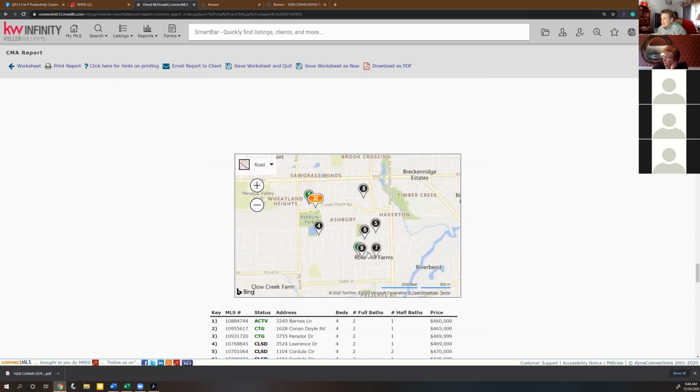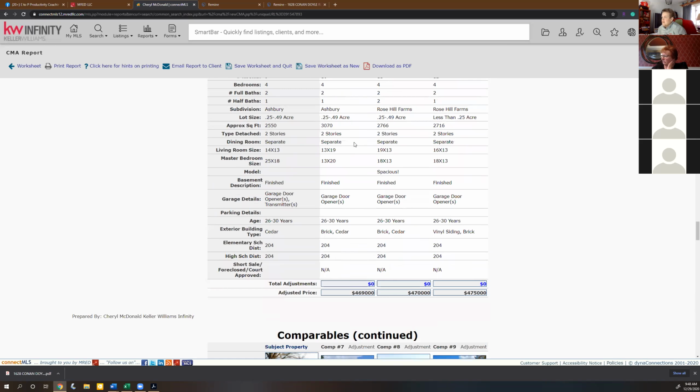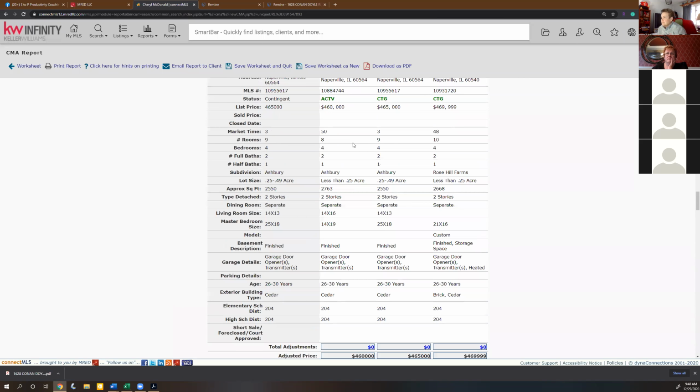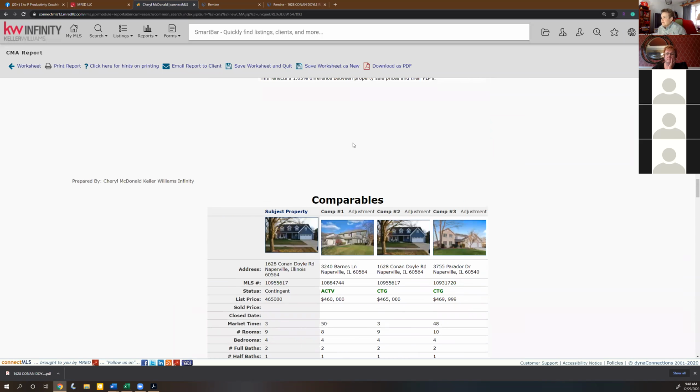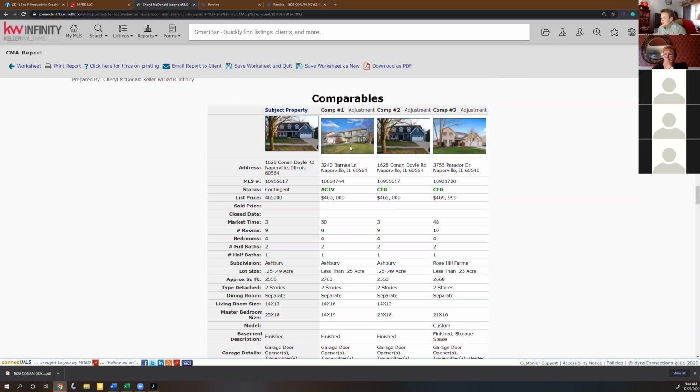Okay. So I'm going to look down here in Rose Hill Farms, and these might be just far enough away to cause a problem. So I'm going to go back up here and look at the subdivision. Our subject property is in Ashbury, Rose Hill Farms, Rose Hill Farms, Rose Hill Farms. So I'm going to go in and take out all the ones that are not in Ashbury. You guys follow me on that? Does that make sense?